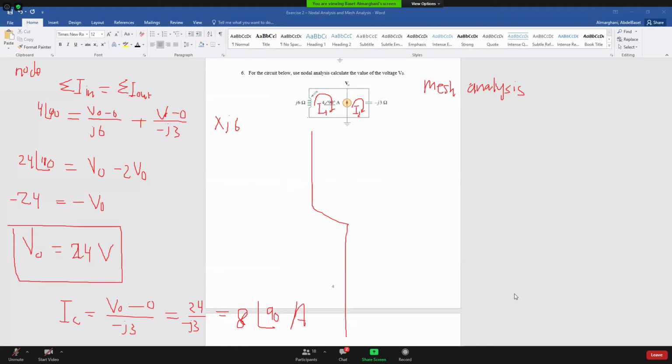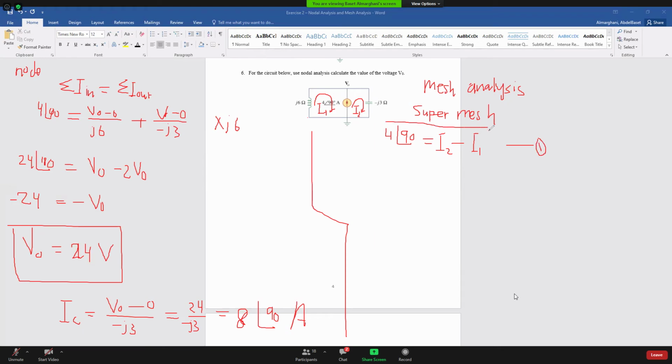Now there is a current source in between, so I'm gonna use the super mesh. Current source between these two, so super mesh. So the first equation is the current source equation. 4 angle 90 is gonna equal the current in my direction, it's I2 minus I1. This is the first equation.